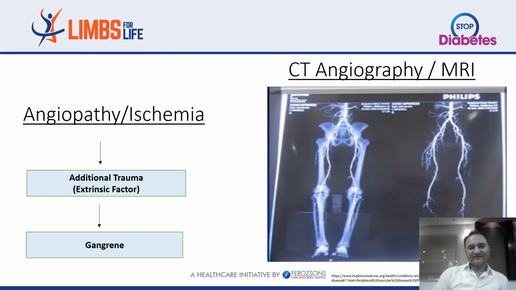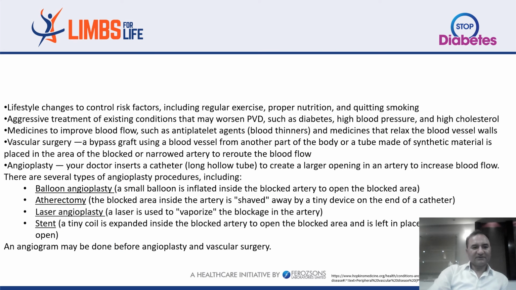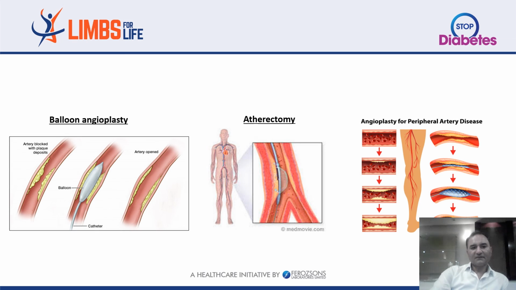So angiopathy ischemia, it is an additional trauma with extrinsic factor and it causes gangrene. So the most important thing is the lifestyle changes to control risk factors, aggressive treatment of existing conditions, medicines to improve the blood flow, vascular surgery, angioplasty, and in the angioplasty we've got balloon angioplasty, atherectomy, laser angioplasty, and stents. So here you can see the different procedures, how these procedures are performed.